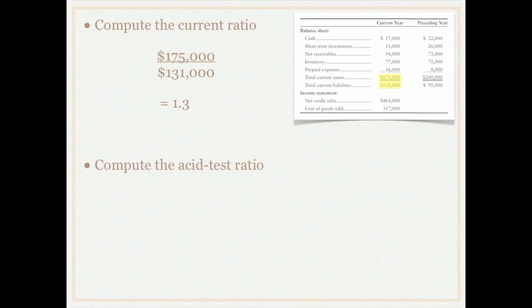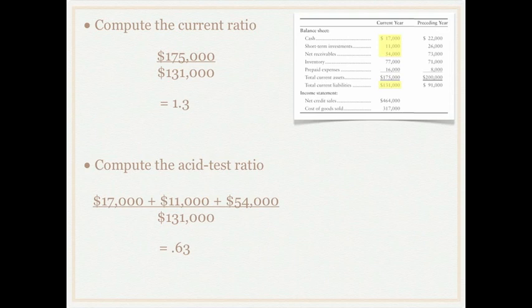And you never want to rely on just one financial ratio. So we'll compute the acid test ratio. Recall this one is an altered version of the current ratio. In the numerator, we're only going to use cash, short-term investments, and net receivables, and then divide that by total current liabilities. So in this case, we get an acid test ratio or quick ratio of 0.63.